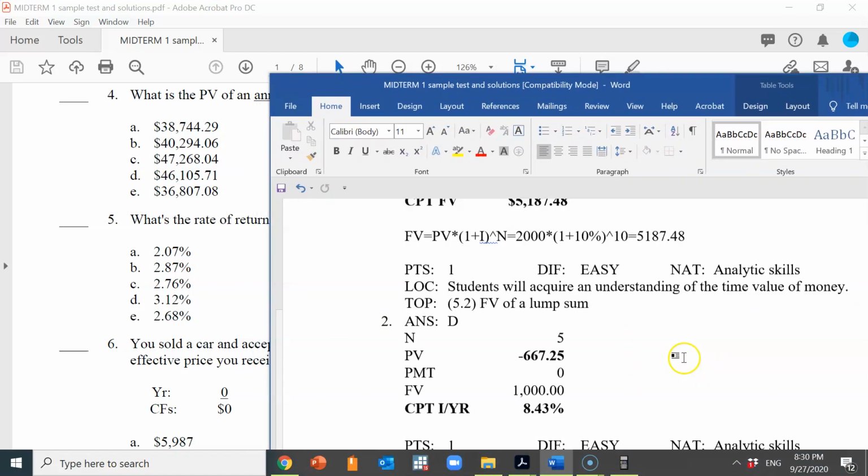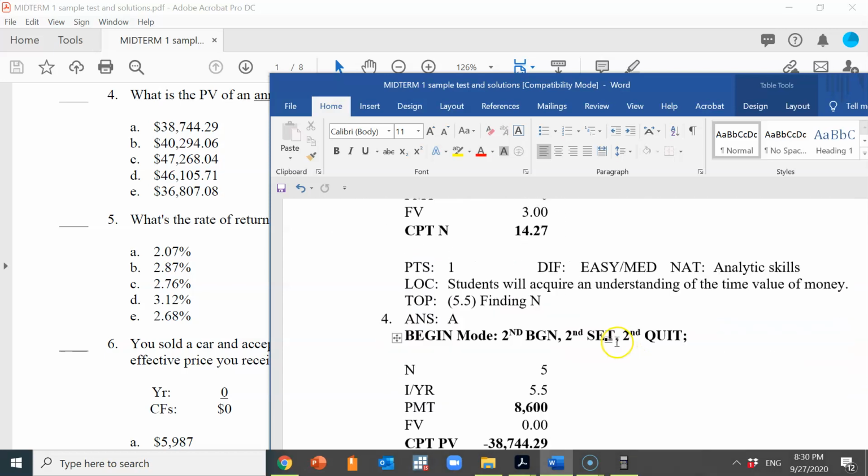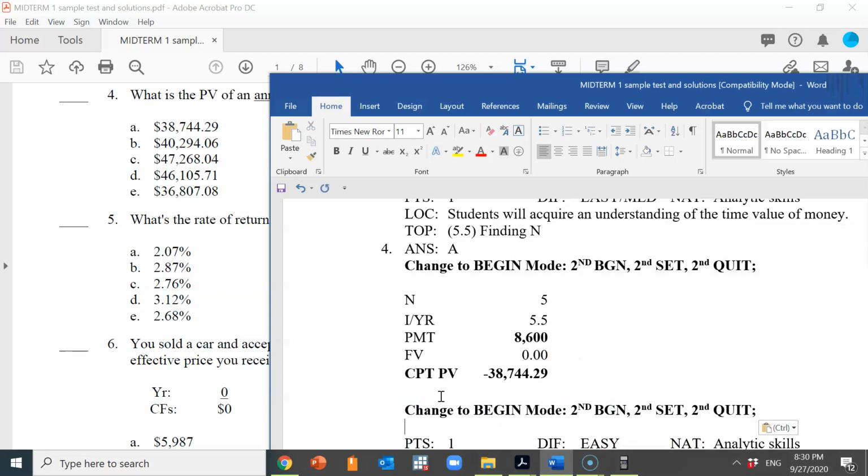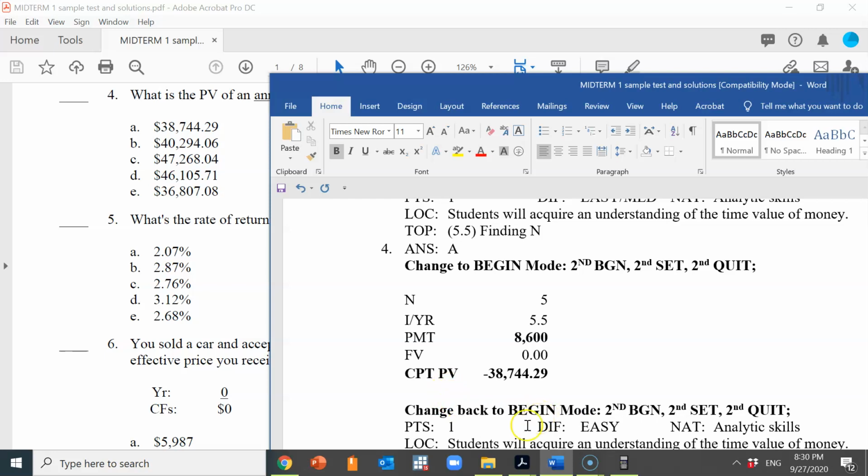So after I work, first I change to begin mode and then I do all the calculations, and as my last step, I change back. For the future questions, I change back to end mode by pressing the same buttons.